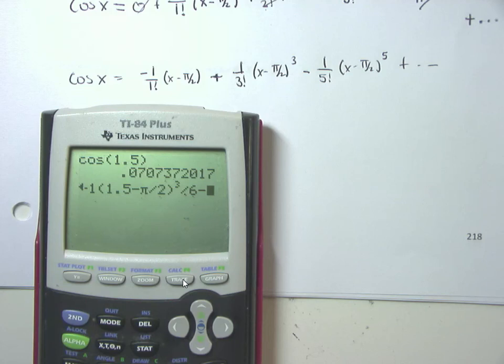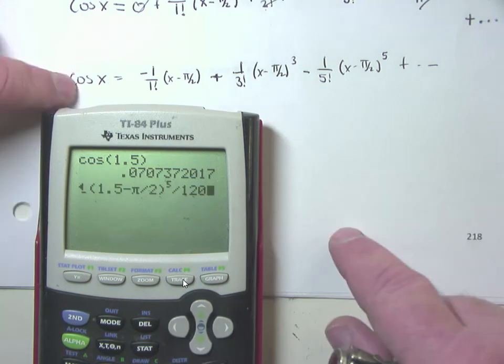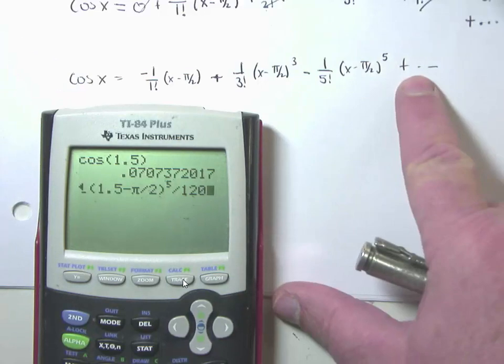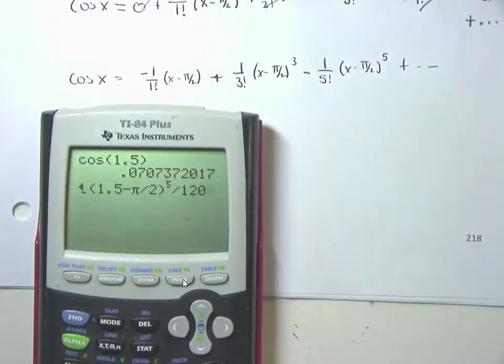Minus 1 times 1.5 minus pi halves raised to the 5th power divided by 5 factorial. 5 factorial is 5 times 4 times 3 times 2 times 1, 120. So instead of plugging in 1.5 here, I plugged it into the polynomial. And I didn't take it out to infinity. I stopped with the 5th degree term. But if I hit enter, what do I get? Oh, the exact same number.